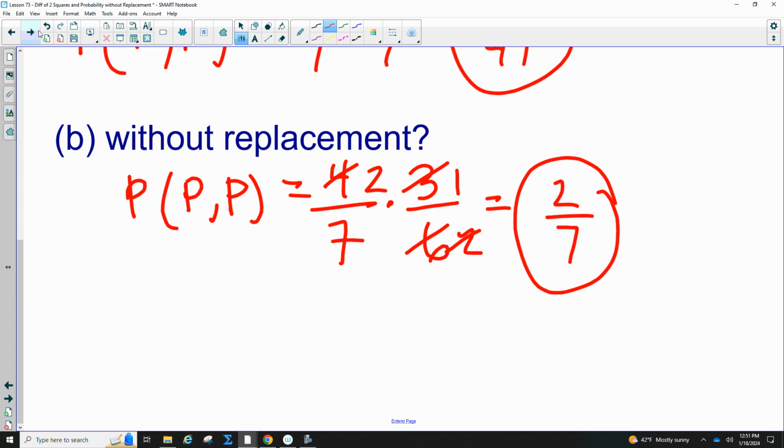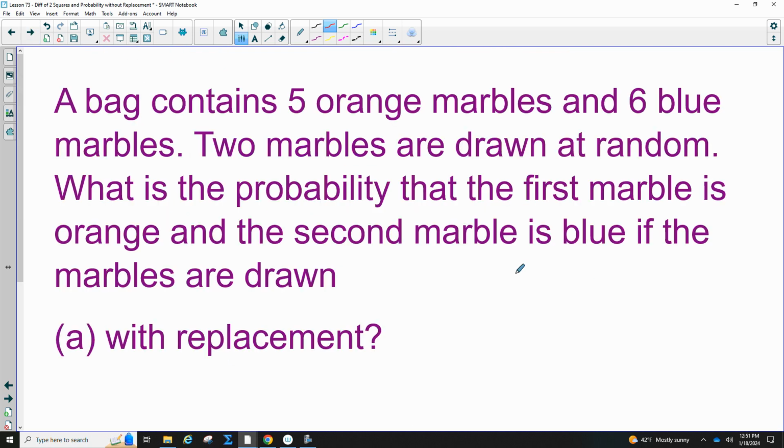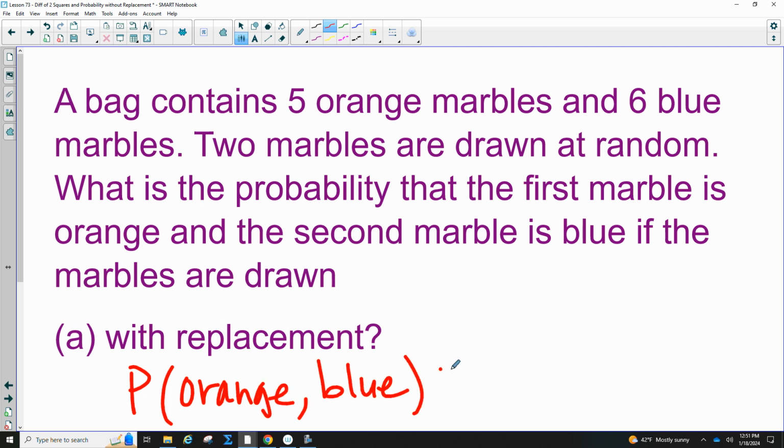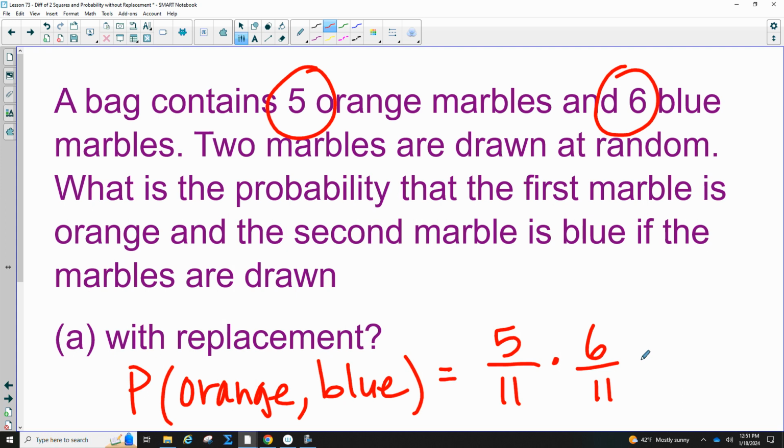All right, a bag contains 5 orange marbles and 6 blue marbles. 2 marbles are drawn at random. What's the probability the first marble is orange and the second marble is blue if the marbles are drawn first with replacement? So probability of getting an orange, comma, a blue. And you can put O, comma, B if you want. All right. So how many orange are there? 5 out of how many total? 11. All right. If I'm sampling with replacement, now the second draw, I want to get a blue. What's the probability of getting a blue? 6 out of 11. All right, so that would be 30 over 121.